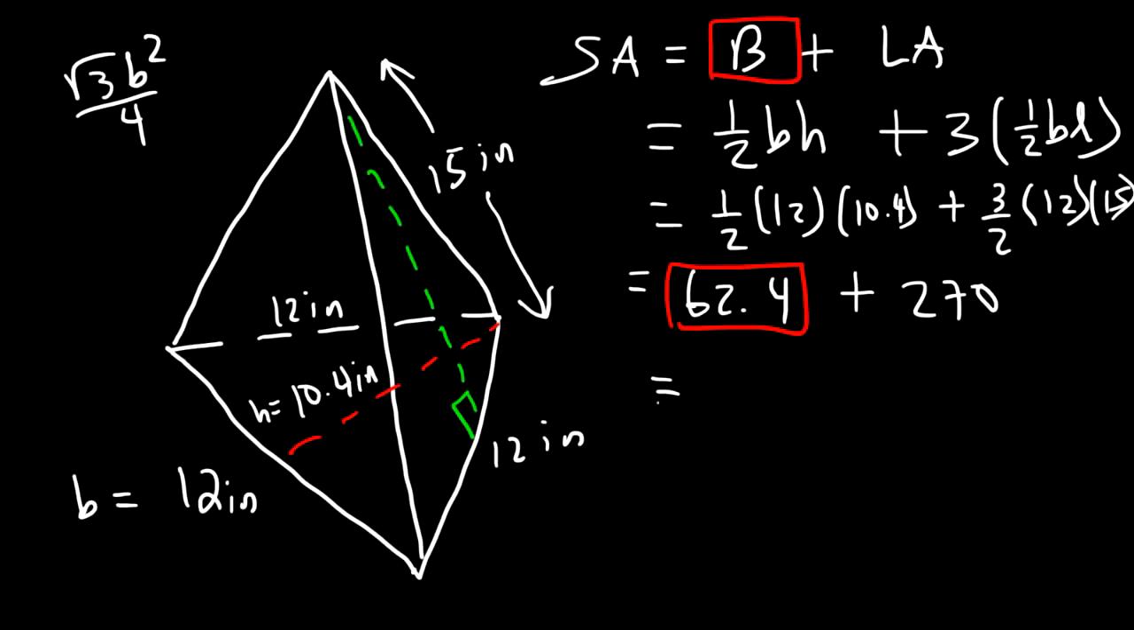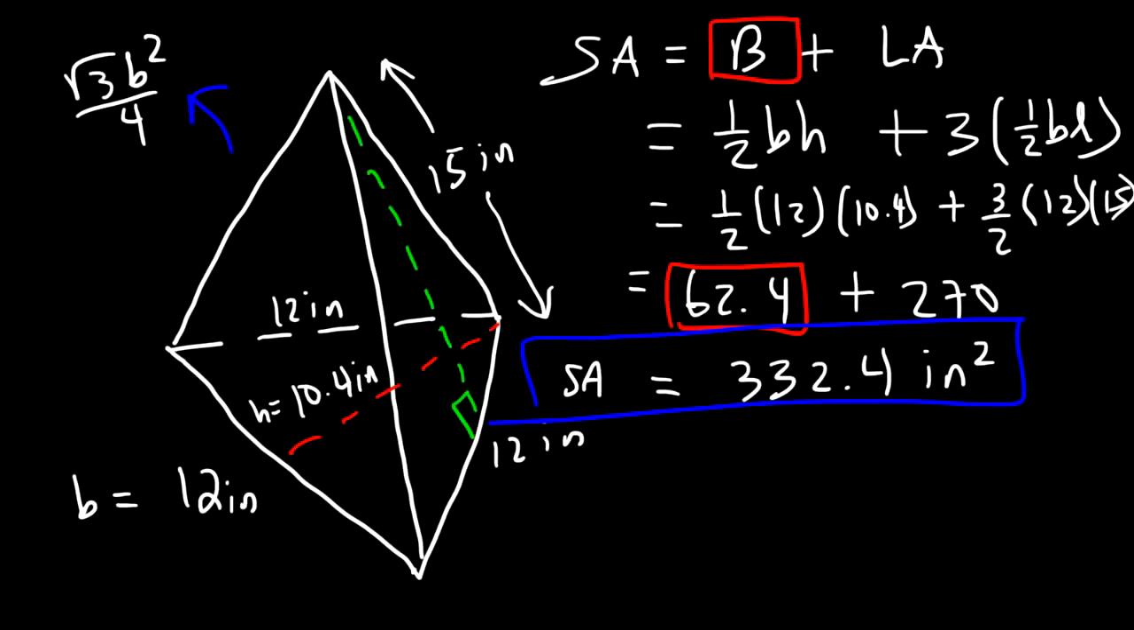So if we add 62.4 to 270, that's going to give us the surface area, which is 332.4 square inches. So that's how you could find the surface area in this problem.